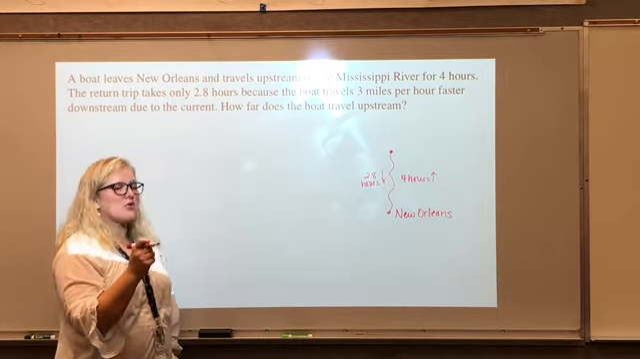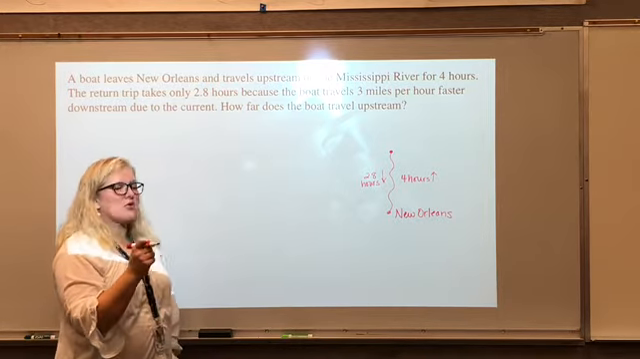Okay, I'm going to subtract 2.8r from both sides because I need to get the r's on one side. And I get 1.2r equals 8.4. And when I divide through by 1.2, I get my rate is 7, okay? So my rate is 7 miles per hour, but that's not what the problem's asking.